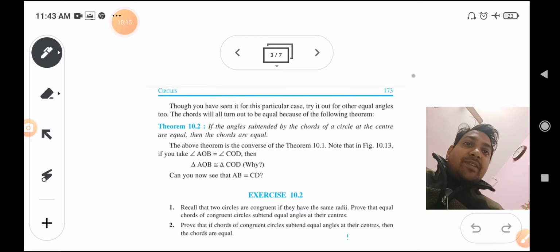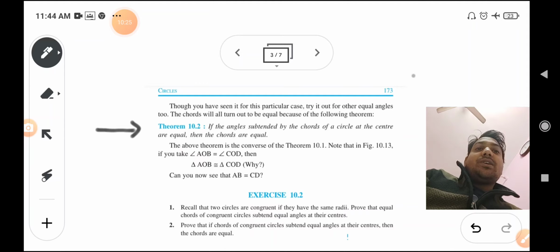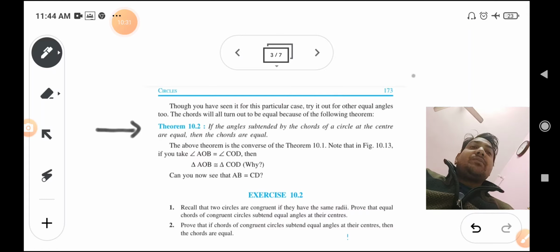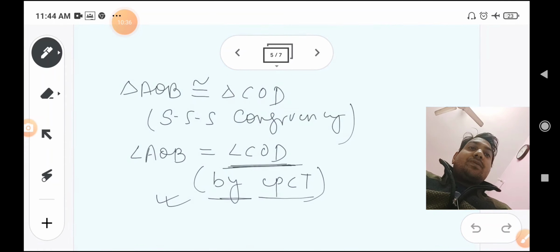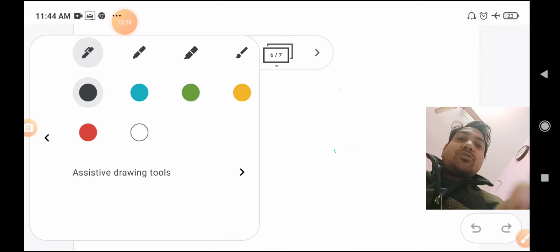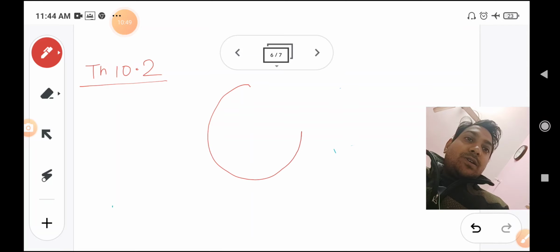So now we have theorem 10.2. See, theorem 10.2 is, if the angles subtended by the chords of a circle at the center are equal, means if the angles are equal, then we have to prove the chords are also equal. Means what? This is the converse of theorem 10.1. So theorem 10.2 you also prove. This is also very easy. Here angles are equal, then we have to prove the chords will also be equal.